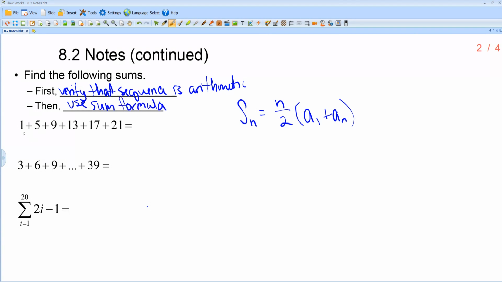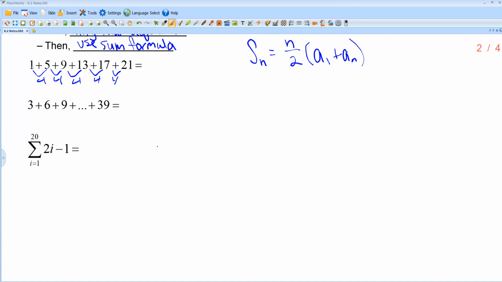So in this first case, if I'm looking at this, 4, 4, 4, 4, 4. So yeah, this is arithmetic. Great, first step done. Now I'm just going to use the sum formula. The sum formula says the sum of the first n terms. So looking at this, I have here 1, 2, 3, 4, 5, 6 terms. So n is equal to 6. A sub 1 is equal to the first term, which is 1. A sub n is equal to just the last term in the sequence. So in this case, the last term is 21. A sub 6, the 6th term, is 21.